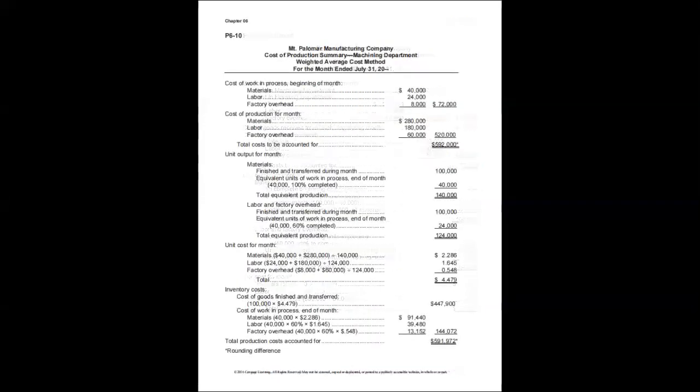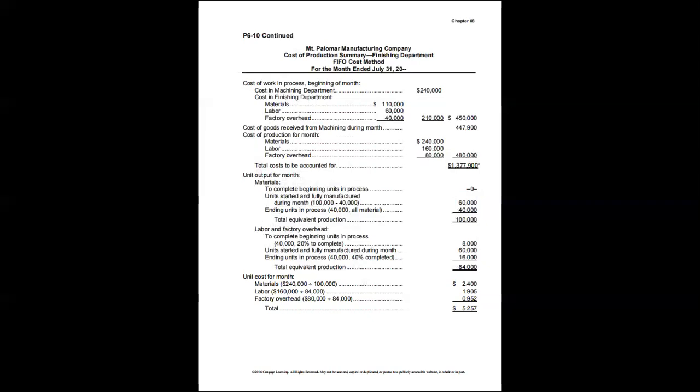Cost of goods received from machining during the month. We have 447,900. And we have now the cost production for the month given materials, labor, and factory overhead. So the total cost to be accounted for is 1,377,900. So the unit output for the month to complete the units beginning, material is 0 because materials are added at the start of the process.